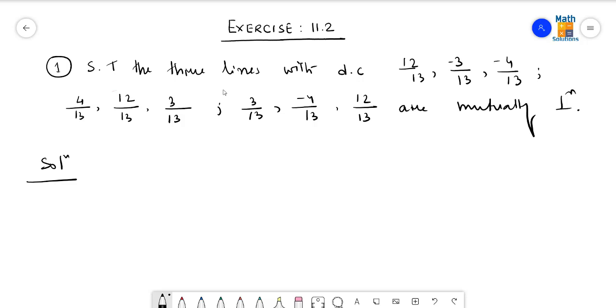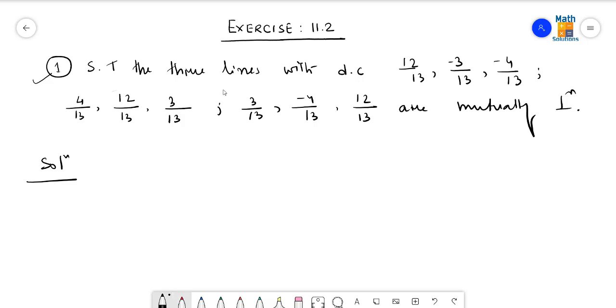Hello everyone. Through this video we are going to discuss some of the important questions from exercise 11.2, that is the second exercise in the chapter of three-dimensional geometry. So here goes the first question. Show that the three lines with direction cosines 12 by 13, minus 3 by 13, minus 4 by 13.